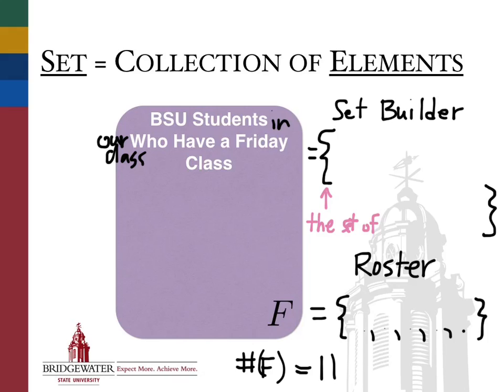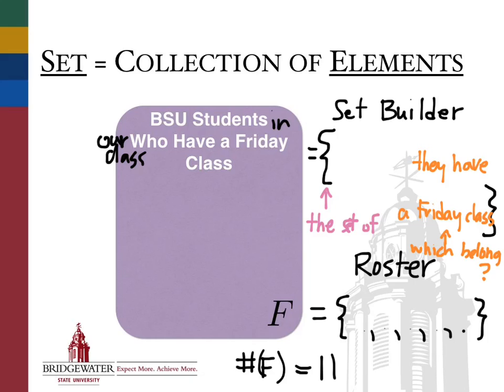But here's where set builder notation starts to look funny. What we're going to do is in the second half of this notation, we're going to write down the conditions for membership. What does it take for something to be an element of this set? And what we had decided on here is that having a Friday class is what we need. So there's my condition of membership. So which elements belong is answered by this second piece of the notation.